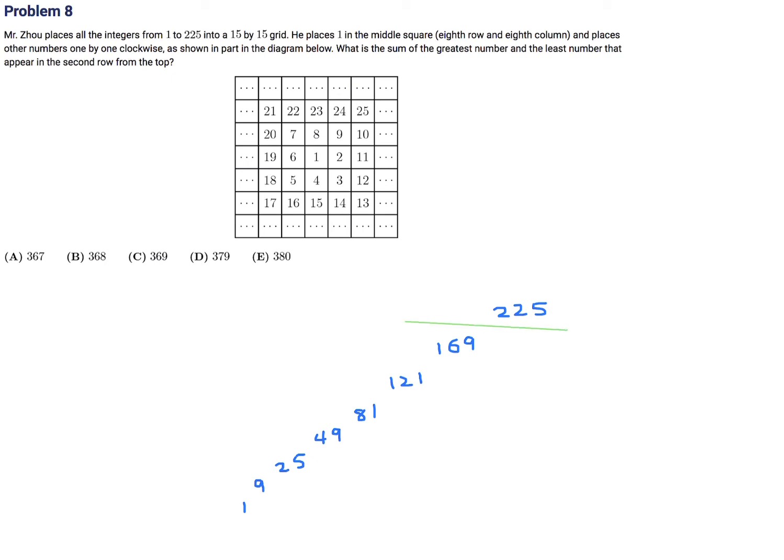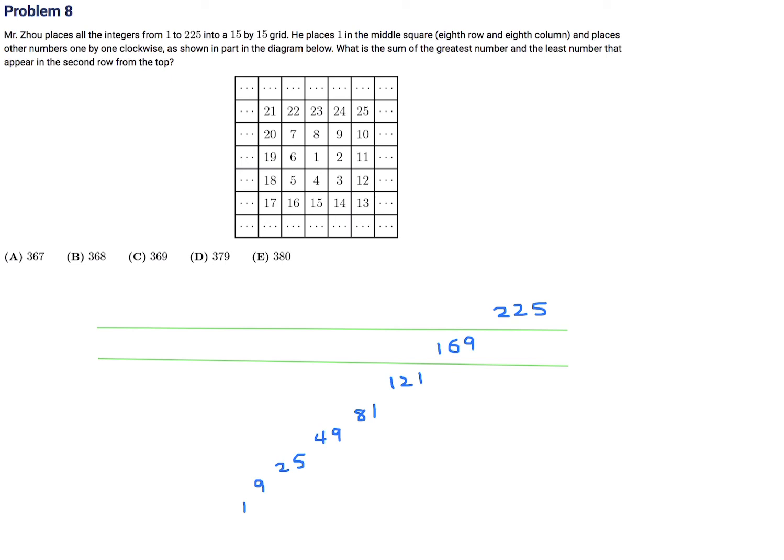And now we have to figure out which row they want. They want the second row from the top. So that's going to be the row that contains the 169. I think this is enough for us to understand how this works. If I want to get to 25, it looks like I'm going to the right consecutive numbers. So that means I've got to go this way to get to 169. And this was 5 numbers, and 5 is the square root of 25. So I've got to go the square root of 169, which is 13 numbers.